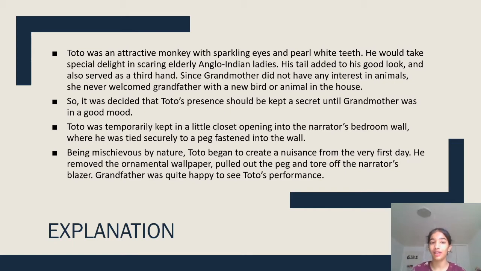any interest in animals. She never welcomed the grandfather when he got a new bird or an animal in the house. So, especially the fact that Toto was a monkey and not like a tortoise or a bird that hardly causes any problem, it was decided that Toto's presence would be kept a secret until grandmother was in a good mood. So it was not like they were going to hide it from her forever, but they were waiting for a very good auspicious occasion where the grandmother would be in a good mood.